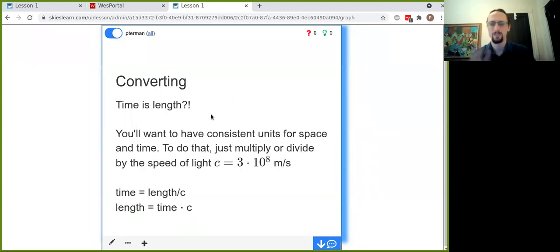So now wait, what's this whole time is length thing that I was saying? Okay, well, you want to have consistent units for space and time, kind of like that whole parable of the surveyors, right? And to do this, you just simply divide or multiply by the speed of light. So if you want time units, you take length and you divide that by c. If you have time and you want length units, multiply it by c, right? Because that's just going to be time times the velocity. Velocity is distance over time. Therefore, you get a distance.